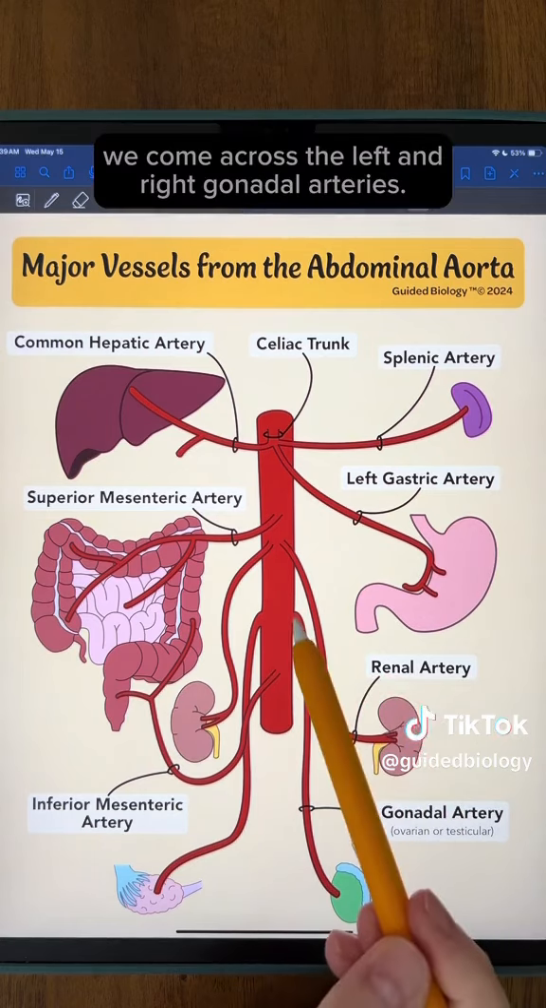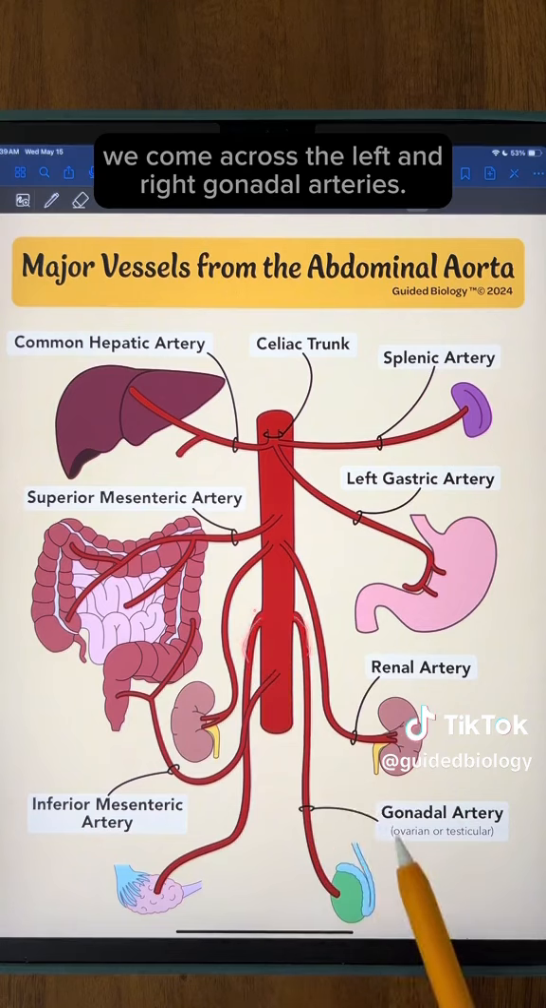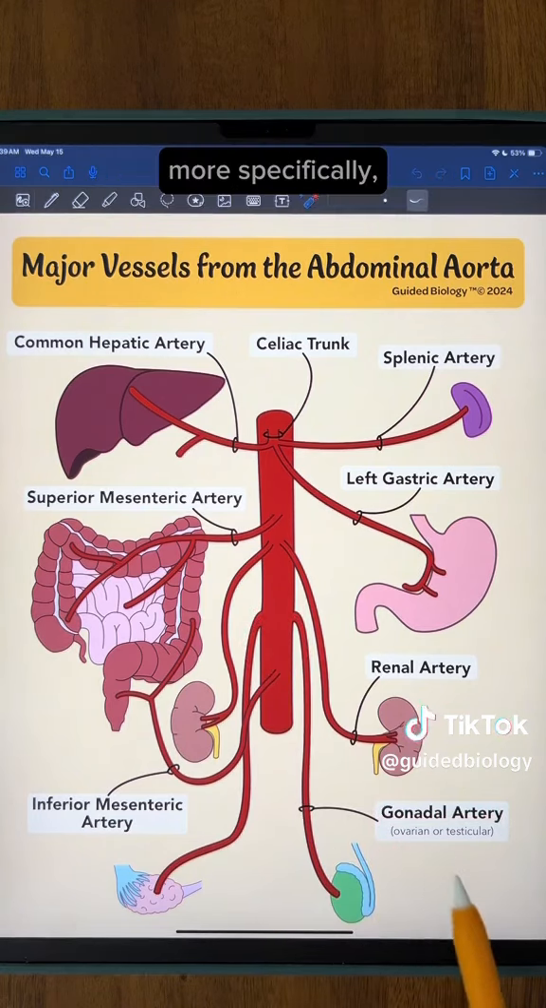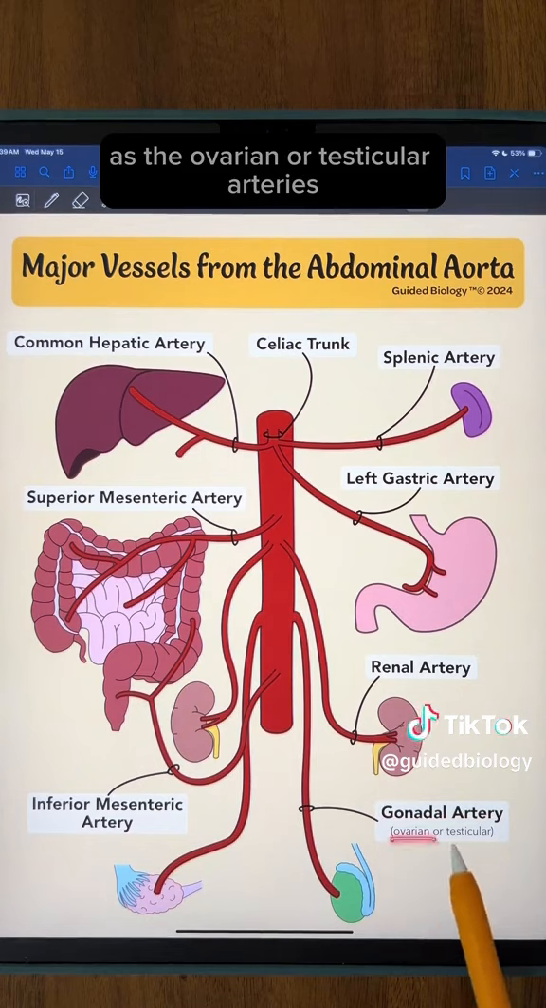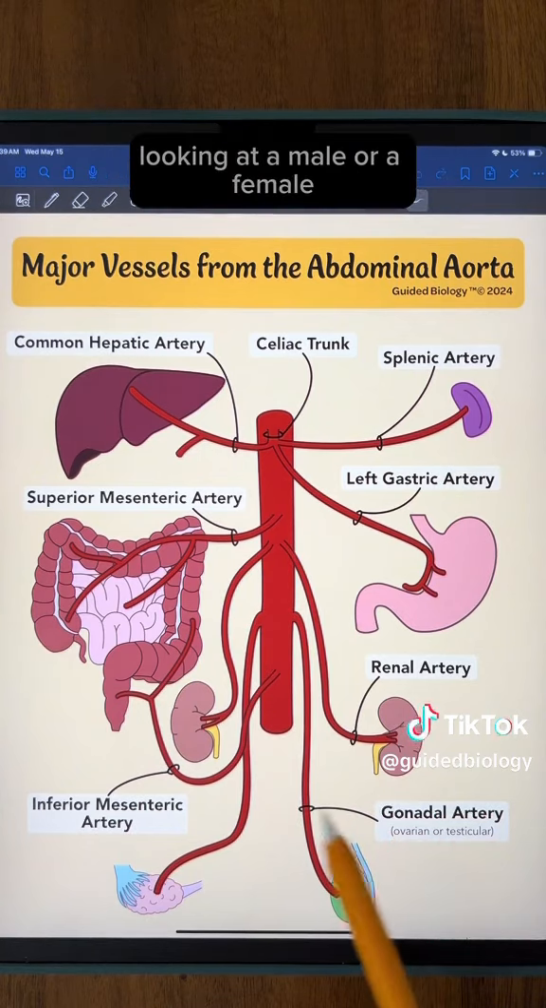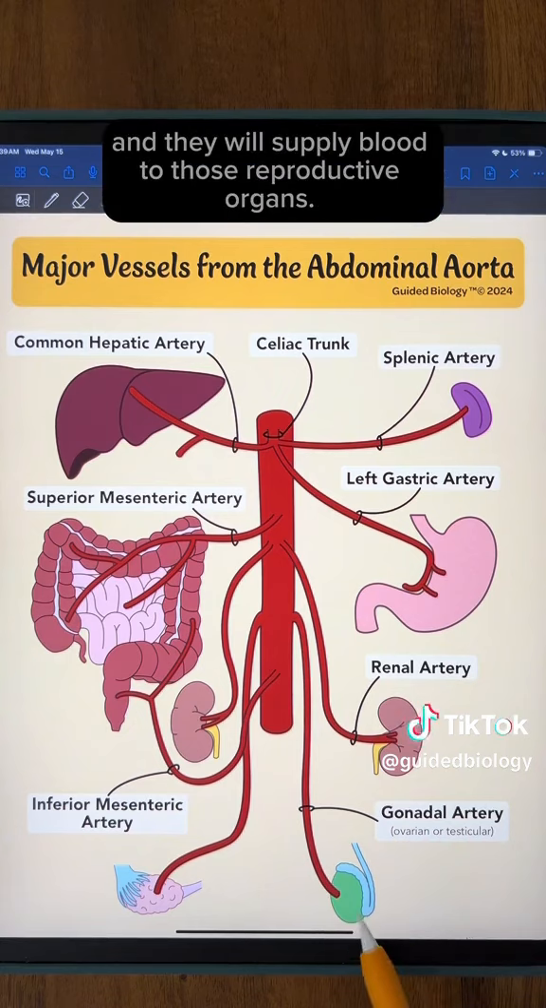And then next we come across the left and right gonadal arteries. These are also sometimes referred to more specifically as the ovarian or testicular arteries, depending on if we are looking at a male or a female, right? And they will supply blood to those reproductive organs.